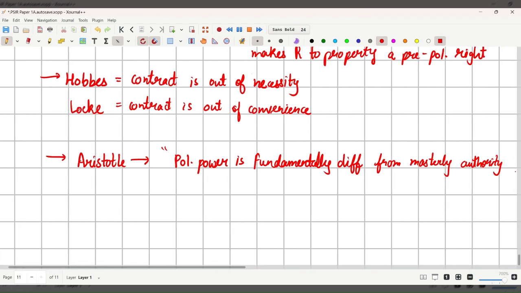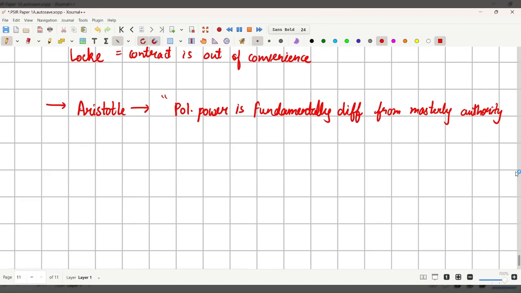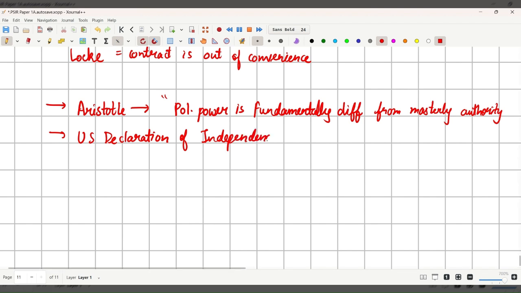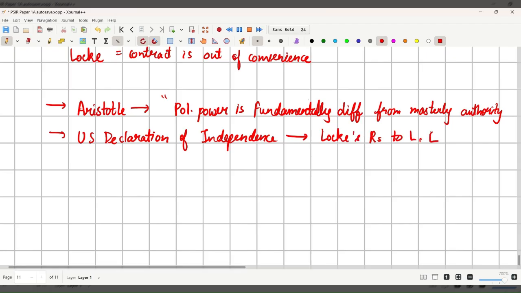Then what is the modern relevance here? As we have talked about, Locke's triad of life, liberty, and property served as the blueprint for the U.S. Declaration of Independence. They were influenced by Locke's rights to liberty, life, and property.